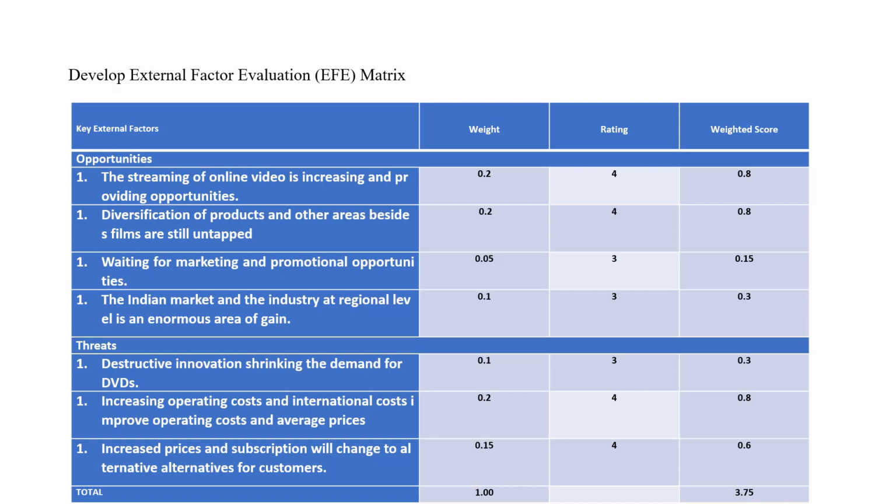After that, we have the external factor evaluation, also known as the EFE matrix. So we have considered the following key external factors. In opportunities, we have the streaming of online video is increasing and providing opportunities, and diversification of the products in other areas besides films are still untapped and waiting for marketing and promotional opportunities. And another opportunity is the Indian market and the industry at regional level is an enormous area of gain.